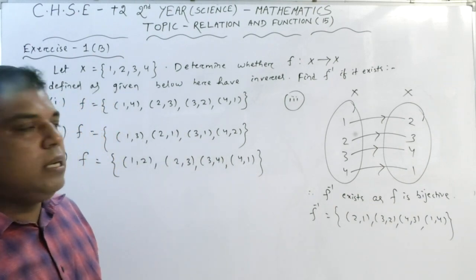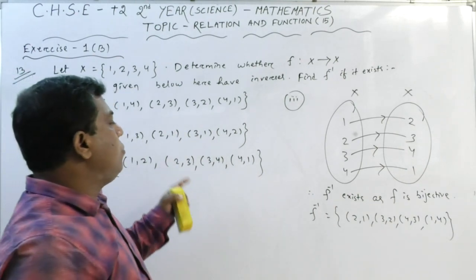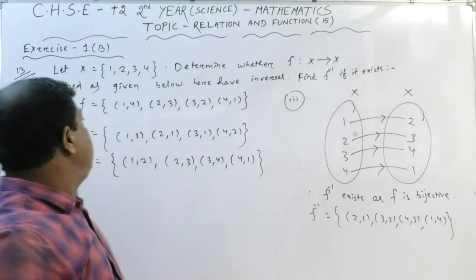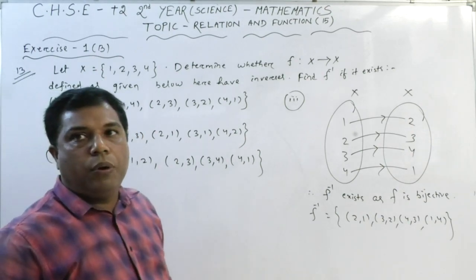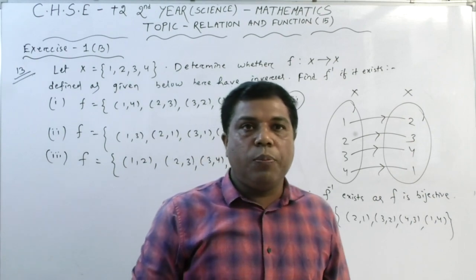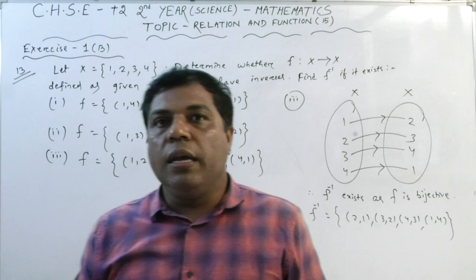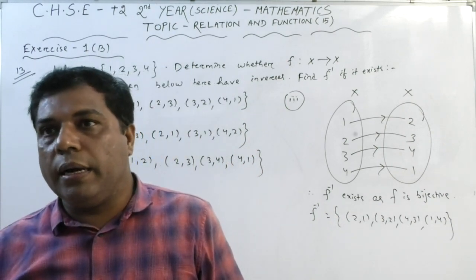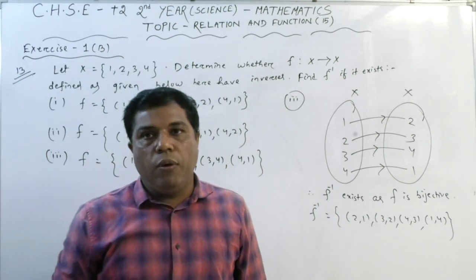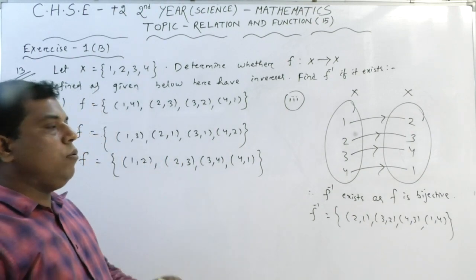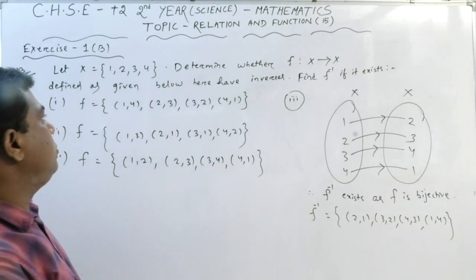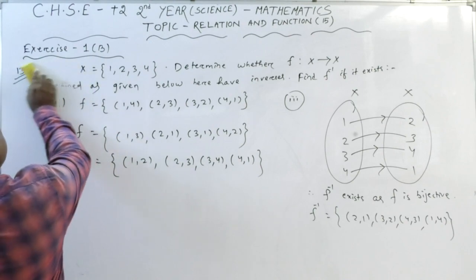Okay, my dear students. So this is about question number 13, where we are able to know that the inverse of a function exists when the original function is bijective. Then only we are getting the inverse of the function. Clear? Now we will clean the question and move to the next one.